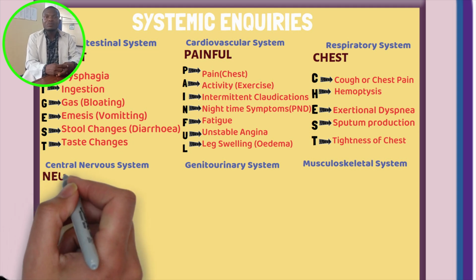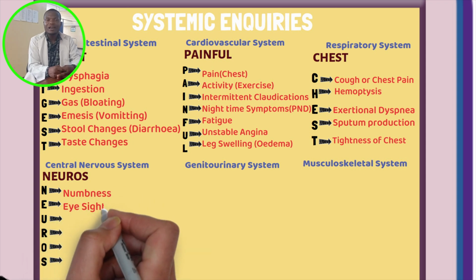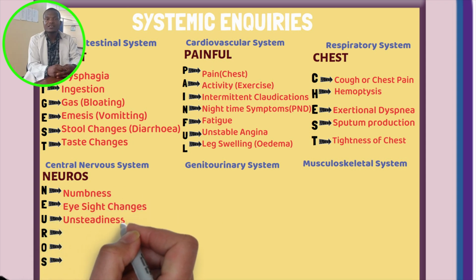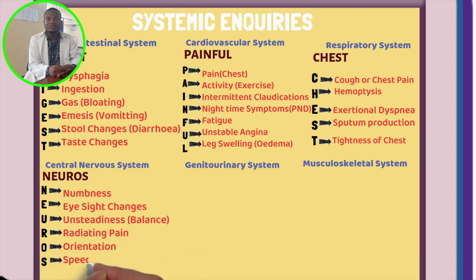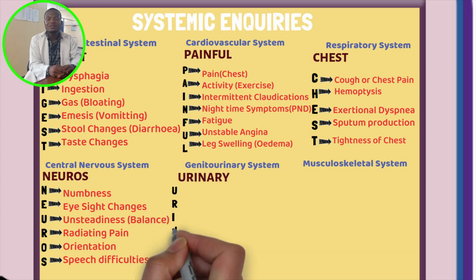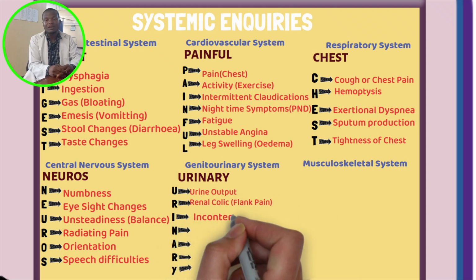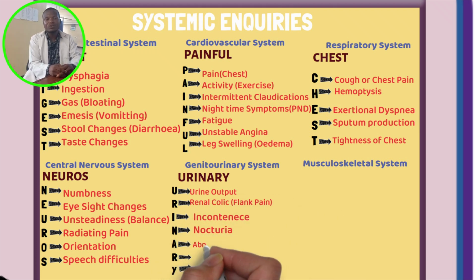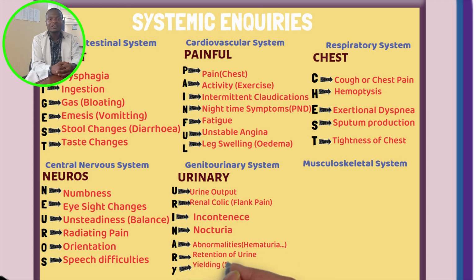For the central nervous system, the mnemonic I use is NEUROX: N for numbness, E for eyesight changes, U for unsteadiness or balance, R for any radiating pain, O for orientation, and X for speech difficulties. For the genitourinary system, I usually use the mnemonic URINARY: U for urine output, R for renal colic or flank pain, I for incontinence, N for nocturia, A for any abnormality in the genitourinary system like hematuria, discharges, sores, and ulcers, R for urine retention, and Y for yielding, that is straining and hesitancy.